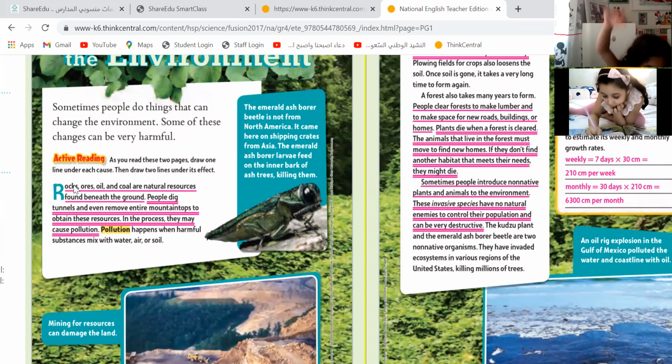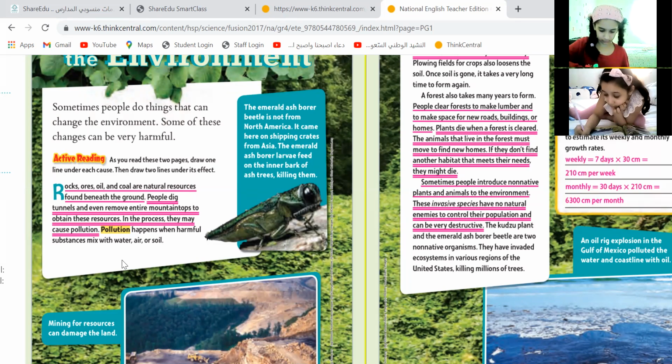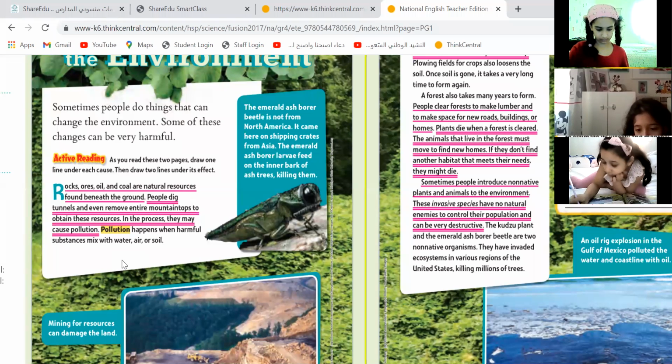Excellent. Can you read for me here, rocks? Rocks, ores, oil, and coal are natural resources found beneath the ground. People dig tunnels and even remove entire mountain tops to obtain these resources. In the process, they may cause pollution. Pollution happens when harmful substances mix with water, air, or soil. Excellent. So when they are digging or finding some natural resource, they might cause pollution.